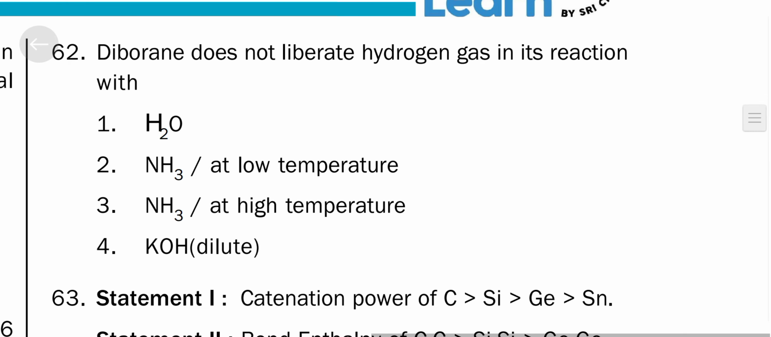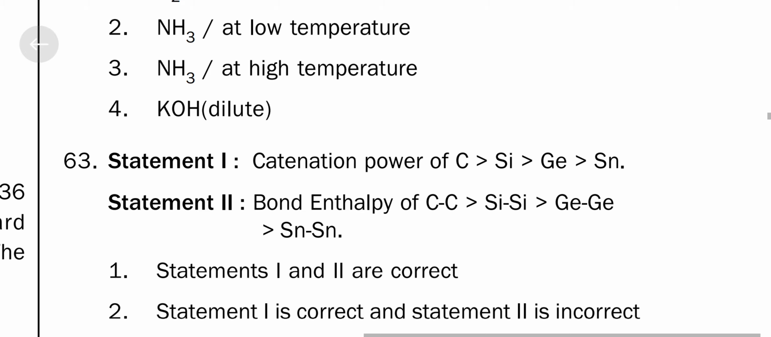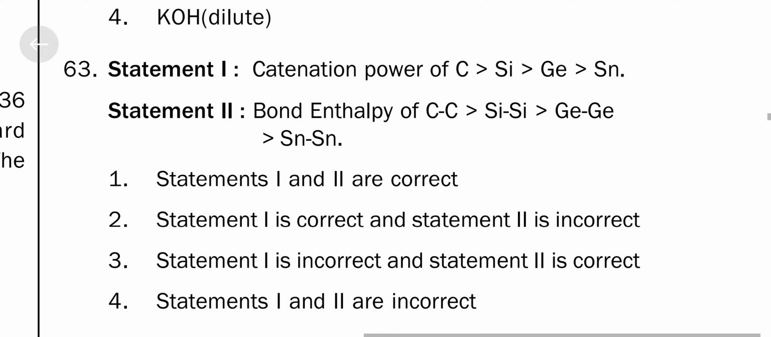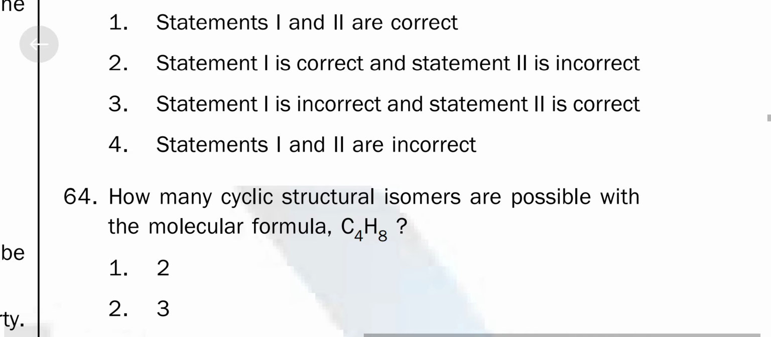62. Diborane does not liberate hydrogen gas in its reaction with NH3 at low temperature. It forms diammoniate of diborane. At high temperatures, it releases hydrogen, not at low temperatures. Option 2, catenation power of carbon, silicon, germanium, tin. Germanium is almost equal to tin is mentioned in NCERT, but you can consider germanium slightly greater than tin, because catenation power is directly related to bond enthalpy. Bond enthalpies are C, Si, carbon, silicon, germanium, tin. The given order is correct. So both statements are correct.